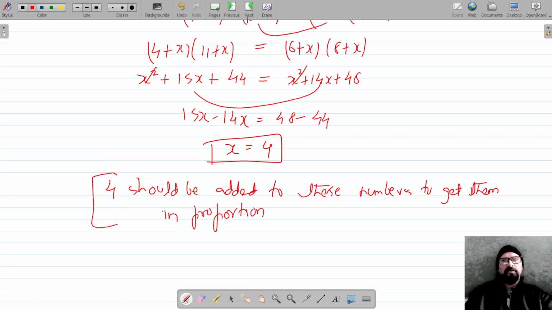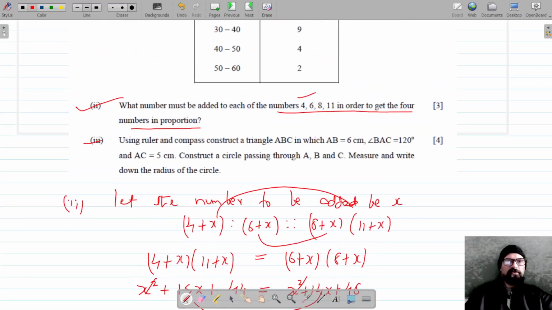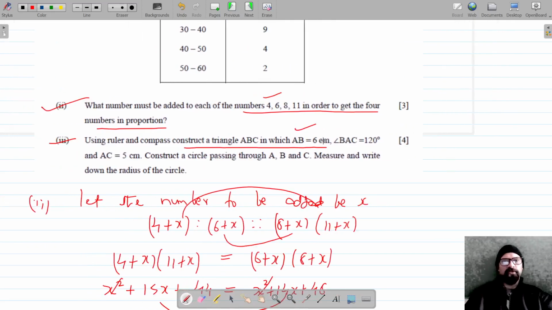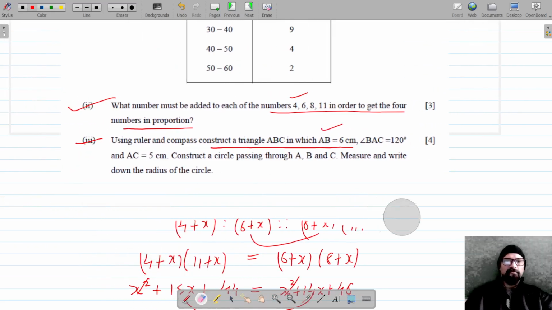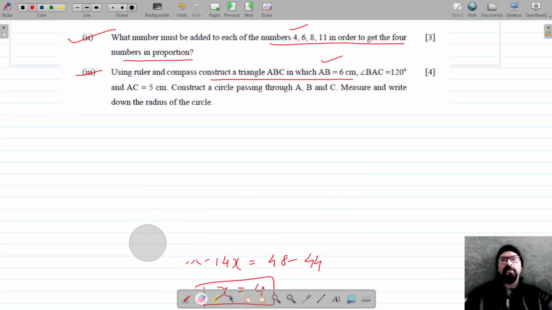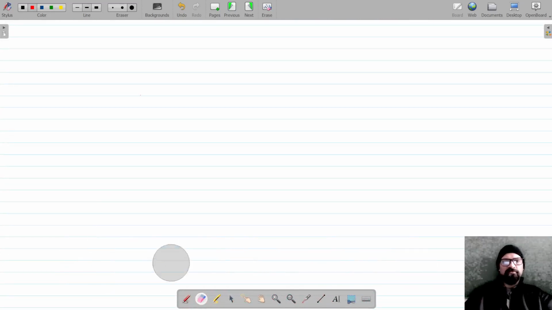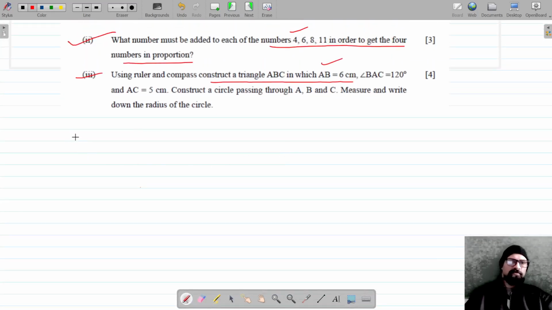proportion. Okay, so the third part says that using the ruler and the compass, construct a triangle ABC in which AB is equal to 6 centimeter. Okay, for this, first of all, let's draw the rough sketch for this. And this is part 3. So the rough sketch for this will be this triangle ABC.